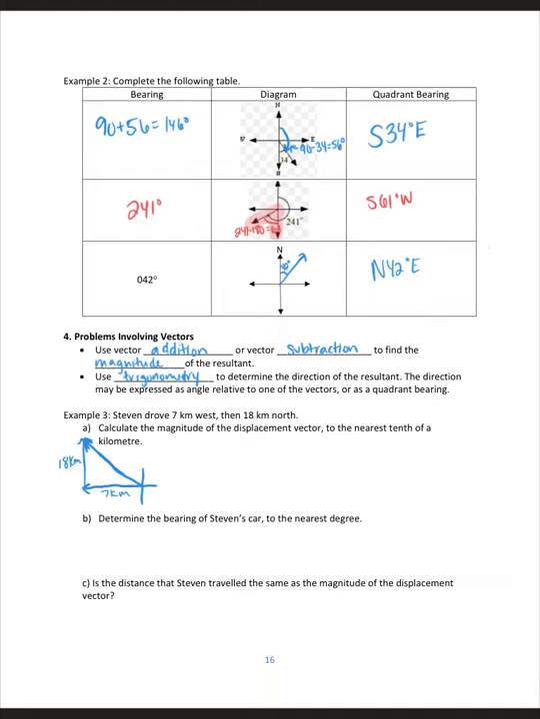So we can determine the magnitude, call it R, by using Pythagorean theorem. Okay, so R squared is going to equal 373, and we take the square root of that, we should get 19.3 kilometers. The next question says determine the bearing of Stephen's car to the nearest degree. So bearing, remember, is just our true bearing. If you want to figure out your quadrant bearing, you can as well, but this is just asking for our bearing. So that bearing is always the angle that's made with the horizontal. So we're trying to figure out theta. So if I'm trying to figure out theta, I have my opposite side and my adjacent side. So I'm going to use the tangent ratio. My opposite side is 18, and my adjacent side is 7. So we take the tan inverse to isolate for theta.